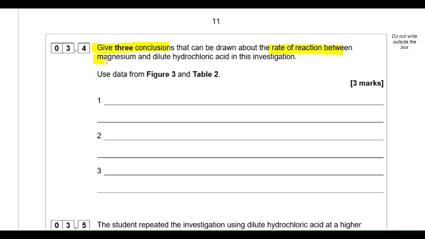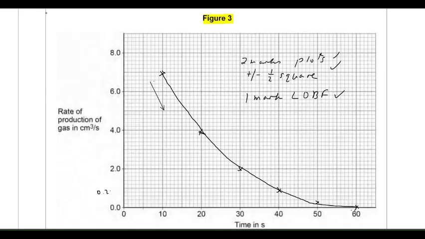Use data from figure 3 and table 2, and this is for 3 marks. Now, if we go back to the graph, if we look at the first part of the graph, the slope is going down from left to right. So what's happening is the rate of the reaction is getting slower. And you can see this from the graph, but also from the gas results in the above table.